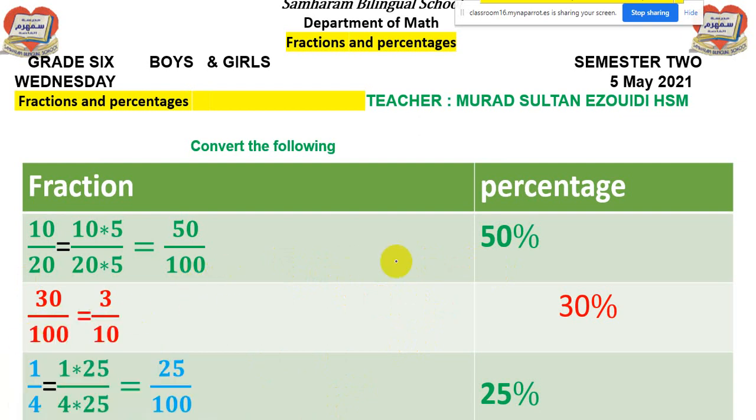Okay, look, 50%, my learners, I will write as what? As 50 divided by 100. So 50% is 50 divided by 100. But the fraction that is given is 10 divided by 20. I will change this to an equivalent fraction, which is that. I will change this one, which is 10 divided by 20, to this one.